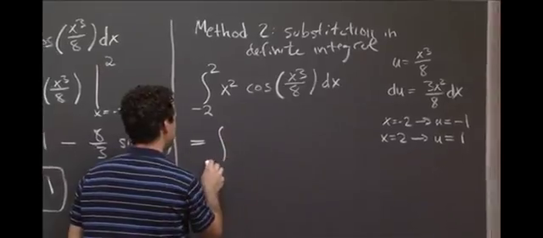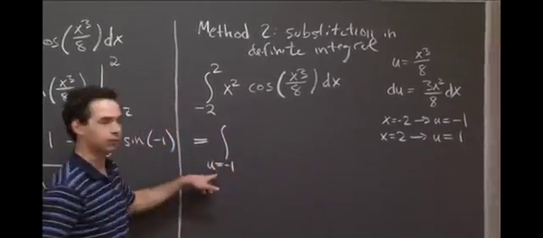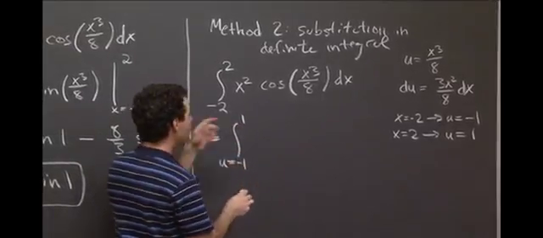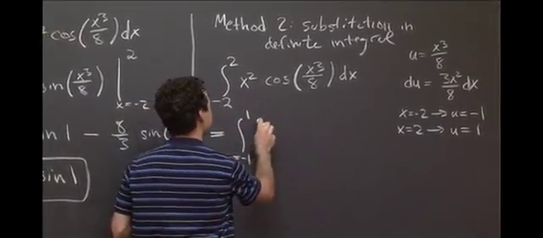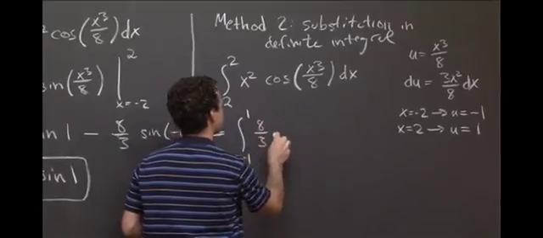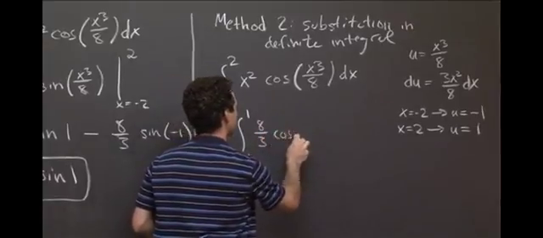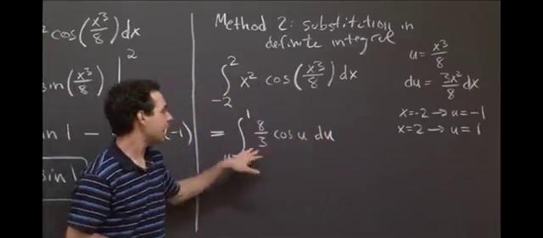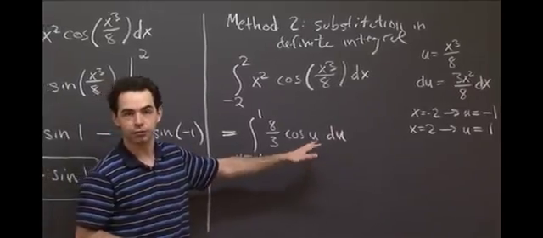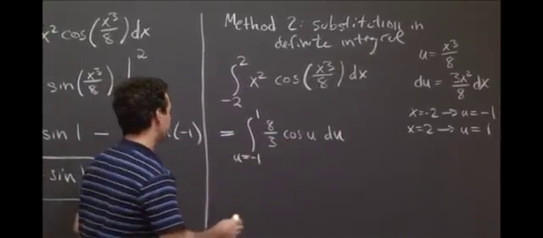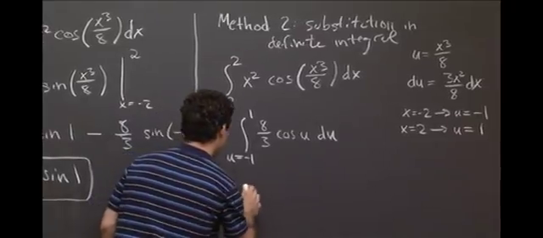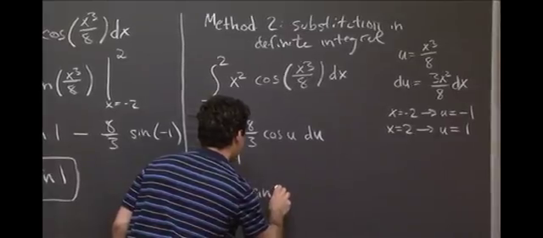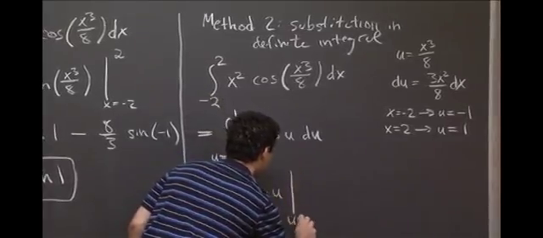So now I get the integral. I'm going to write u equals minus 1 here just to remind myself that I made this change to 1. And now the inside transforms exactly the same. So it's 8/3 times cosine u du. And now again, this is something for which I already know the antiderivative, so I apply the fundamental theorem of calculus here. So I get the integral is equal to 8/3 sine of u, where u goes between minus 1 and 1.